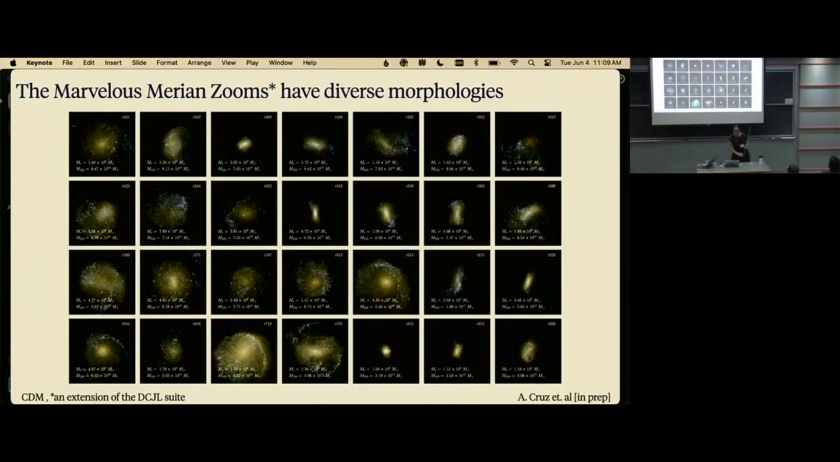Okay, so here's a first look at the Marvelous Marion zooms in CDM. And I should say this is an extension of the DC Justice League simulation suite. And the point of this is that we're producing a diverse morphology at fixed mass scale. So not only are we producing these diffuse objects, but we're also producing these very compact objects.